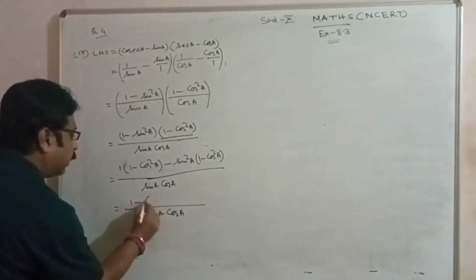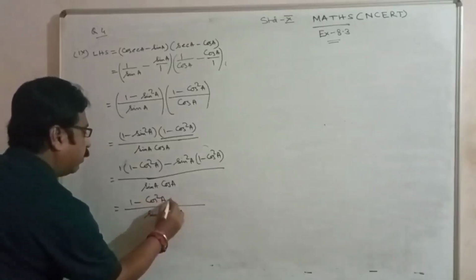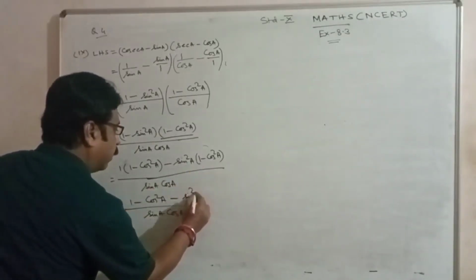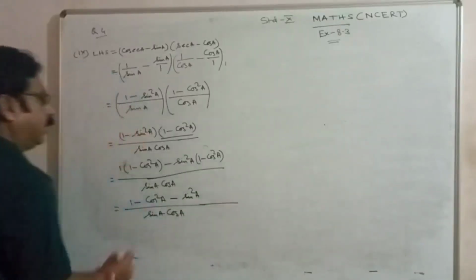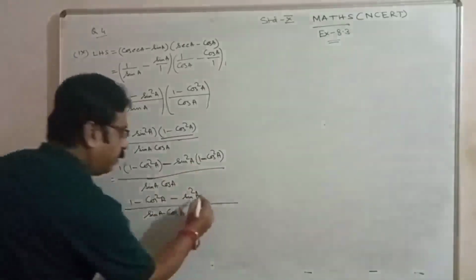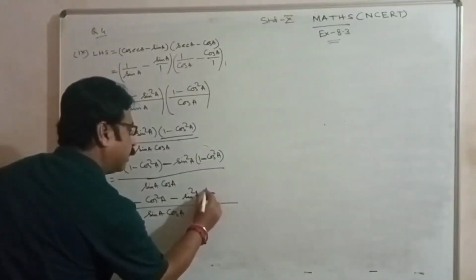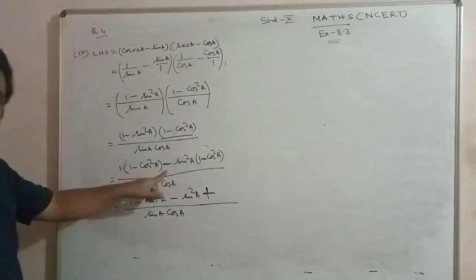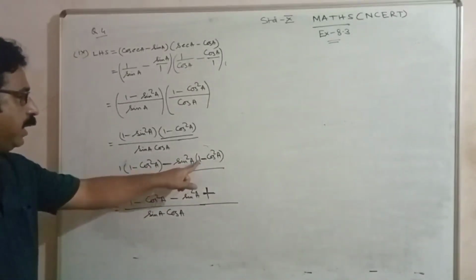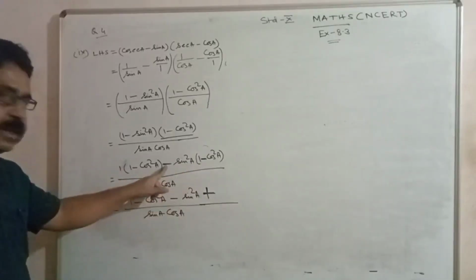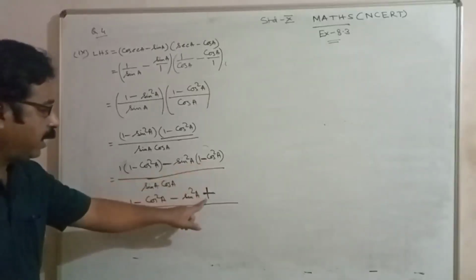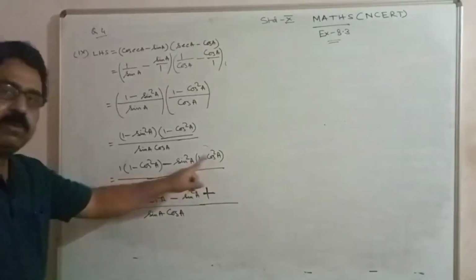1 minus cos square A minus sin square A. This is minus sign, it is also minus sign, so be careful here. It will be plus sign. This is minus sign, this is also minus sign. We are opening the brackets. So sin square A into plus 1 is sin square A. This minus sign is here. Now this minus sign and this minus sign, in case of multiplication, it will be plus sign. Sin square A into cos square A.